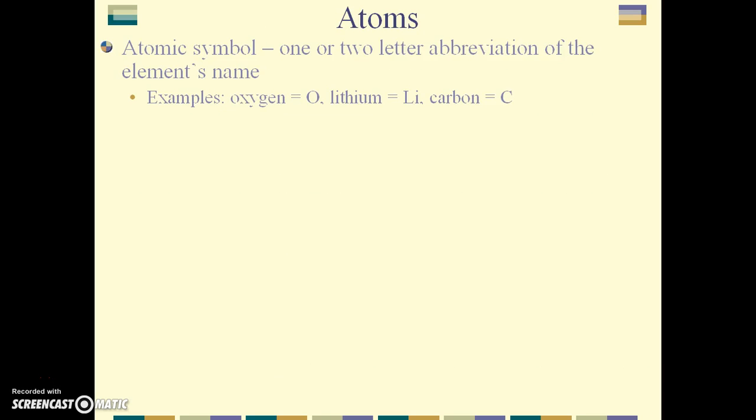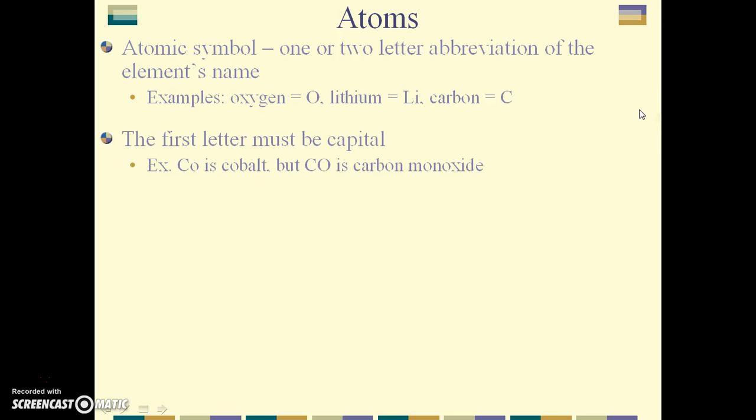Now we're going to talk about atoms. First, it's important to recognize atoms by their atomic symbol. That is a 1 or 2 letter abbreviation of the element's name. For example, oxygen is abbreviated as capital O. Lithium is abbreviated as capital L, lowercase i. Carbon is abbreviated as capital C. The first letter must be capital, and the second letter must be lowercase.